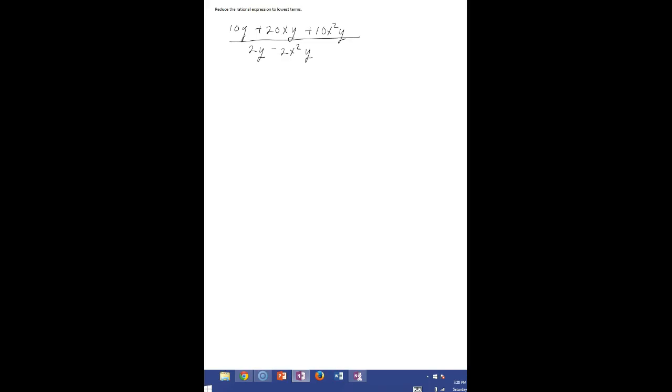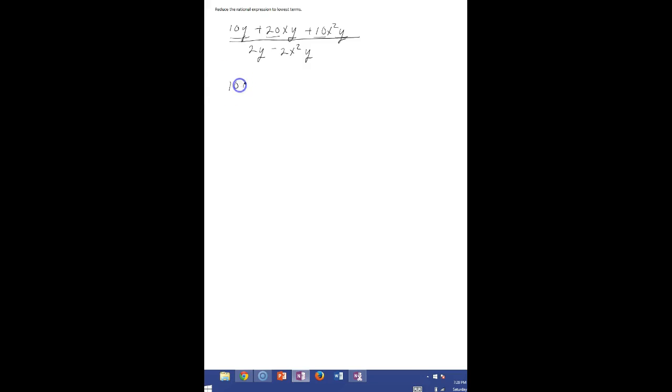Reduce the rational expression to lowest terms. First thing we want to do is look for a greatest common factor. In the numerator here we can see we have a 10y here, we have a 20y here, and a 10y here. So we can factor out a 10y. So let's go ahead and do that.